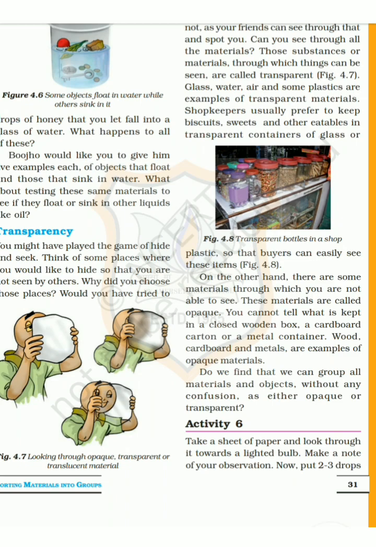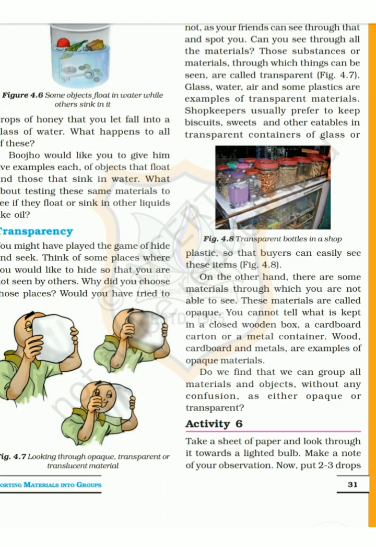Then the third property is soluble or insoluble. What we have learned is that whatever substance you have taken, if it gets completely dissolved in water, that means it is soluble. For example, you can take salt or sugar. These types of substances can completely get dissolved in water.